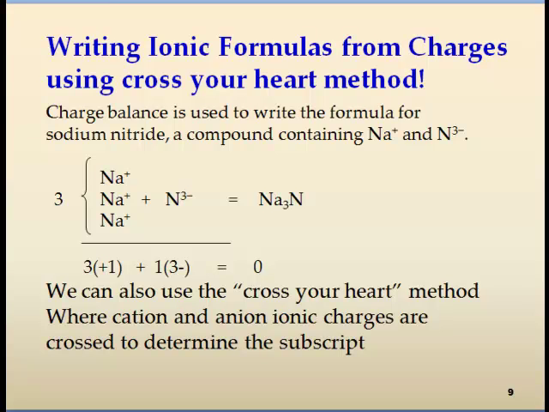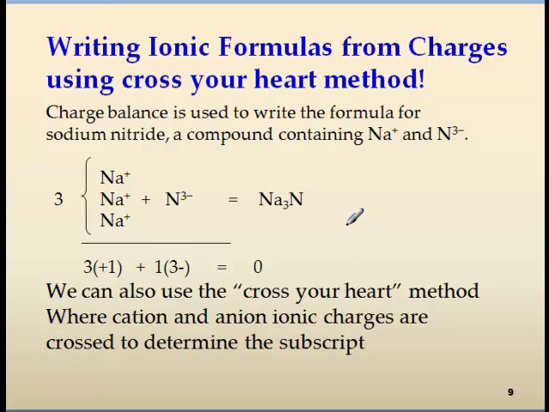We can see over here that we have 3 sodium ions to each nitrogen ion. Does that make sense to you? Why would we have it that way? If you think of it with the cross your heart method, it becomes a lot easier to predict that.